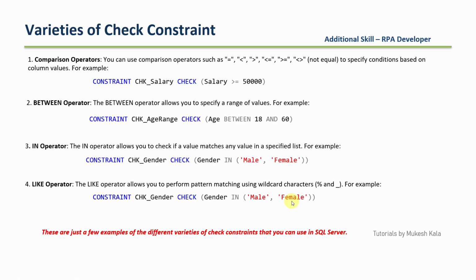These are just a few examples of different varieties. You can have more kinds of check constraints in your SQL table. Okay, so I hope you got an idea of what the different varieties are which can be made.